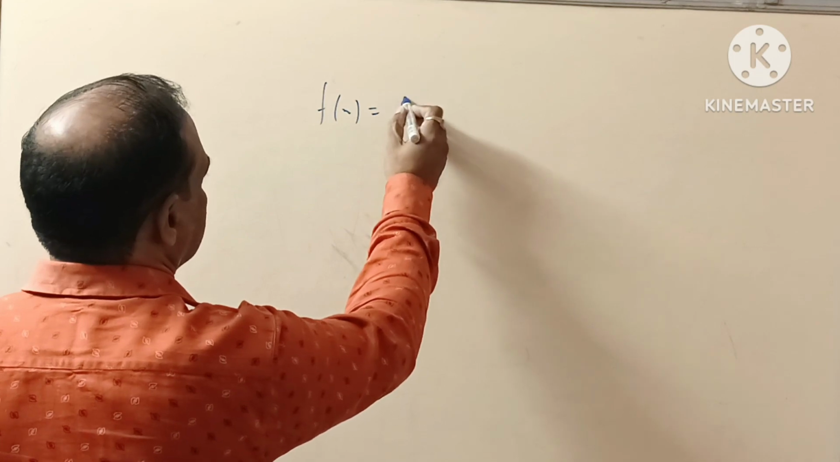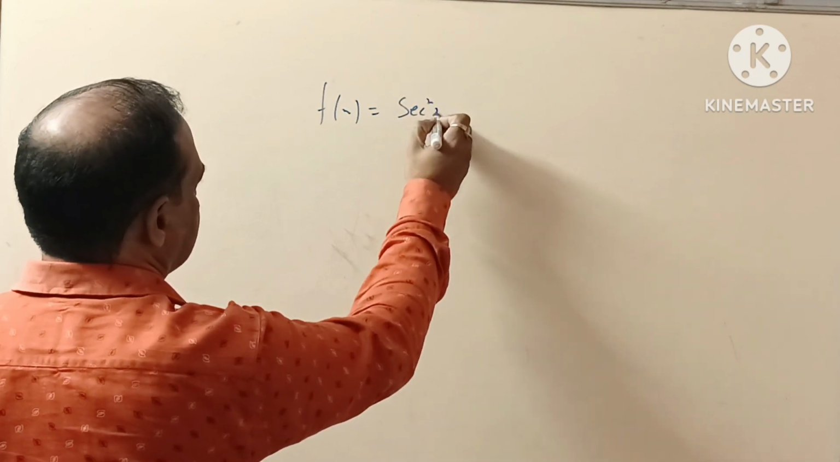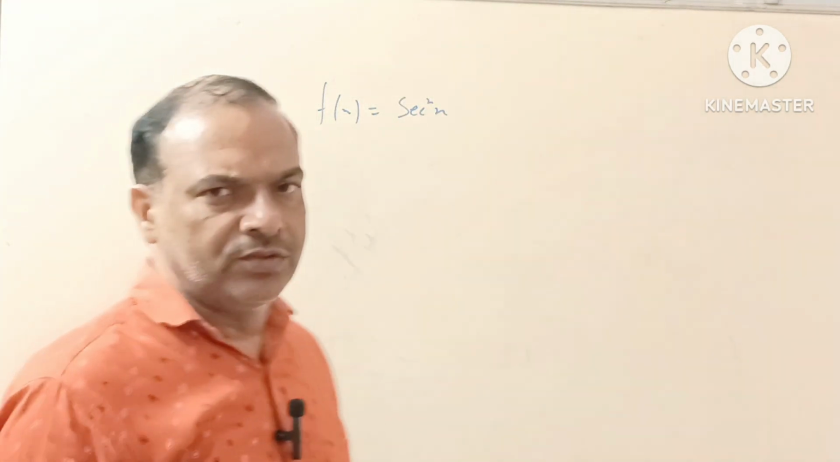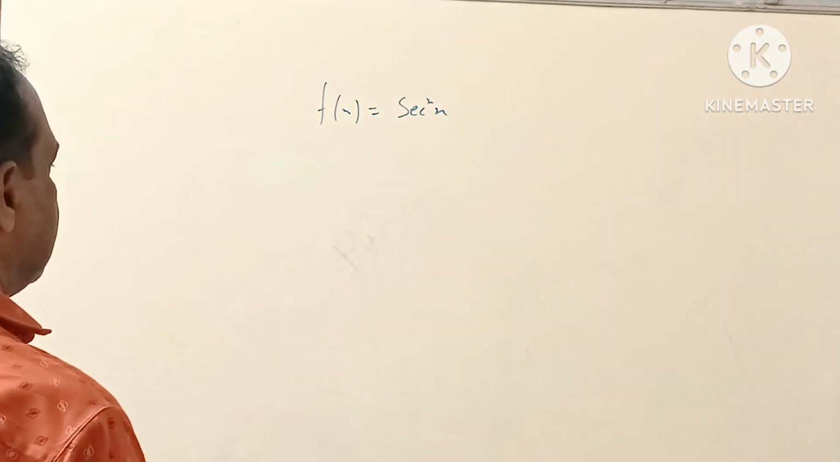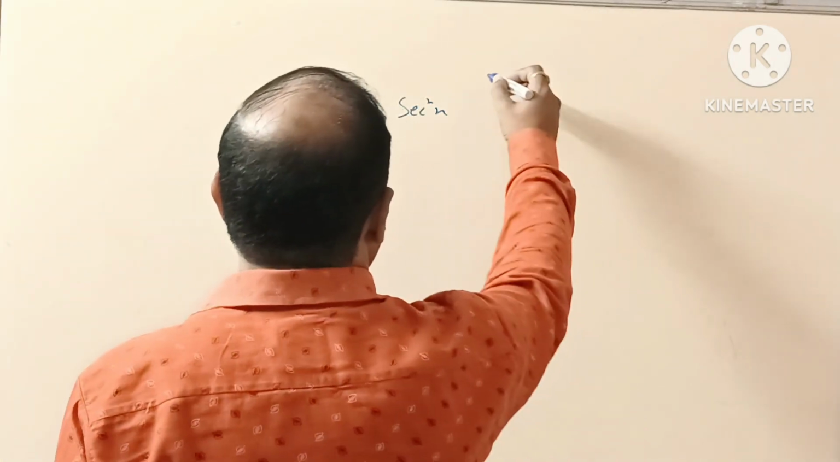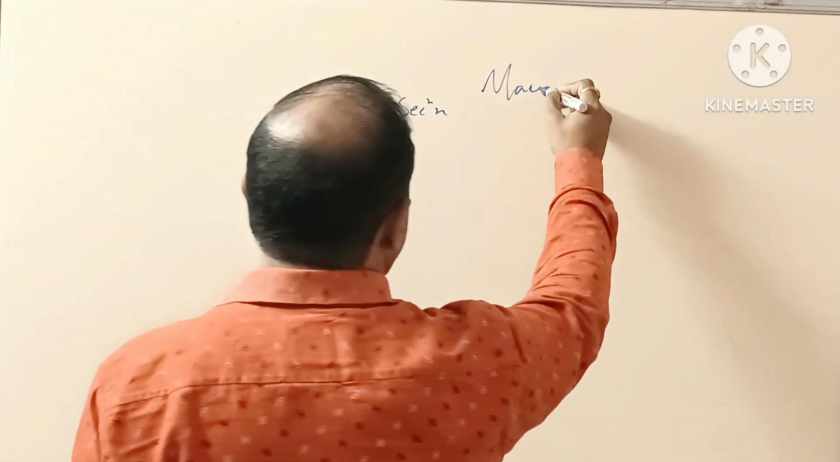Let's start with one more question. This is f(x) equal to sec square x. Now we are going to convert this function into a polynomial series with ascending powers of x, which is said to be the Maclaurin series. This is the Maclaurin series.